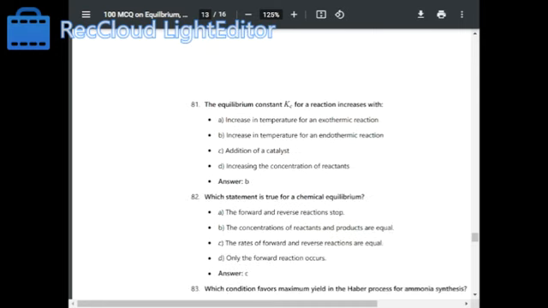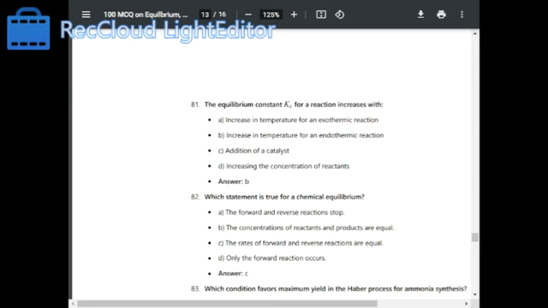Question number 81. The equilibrium constant Kc for a reaction increases with. Option A, increase in temperature for exothermic reaction. Option B, increase in temperature for endothermic reaction. Option C, addition of catalyst. Option D, increase in concentration of reactants. The correct answer is B, increase in temperature for an endothermic reaction.